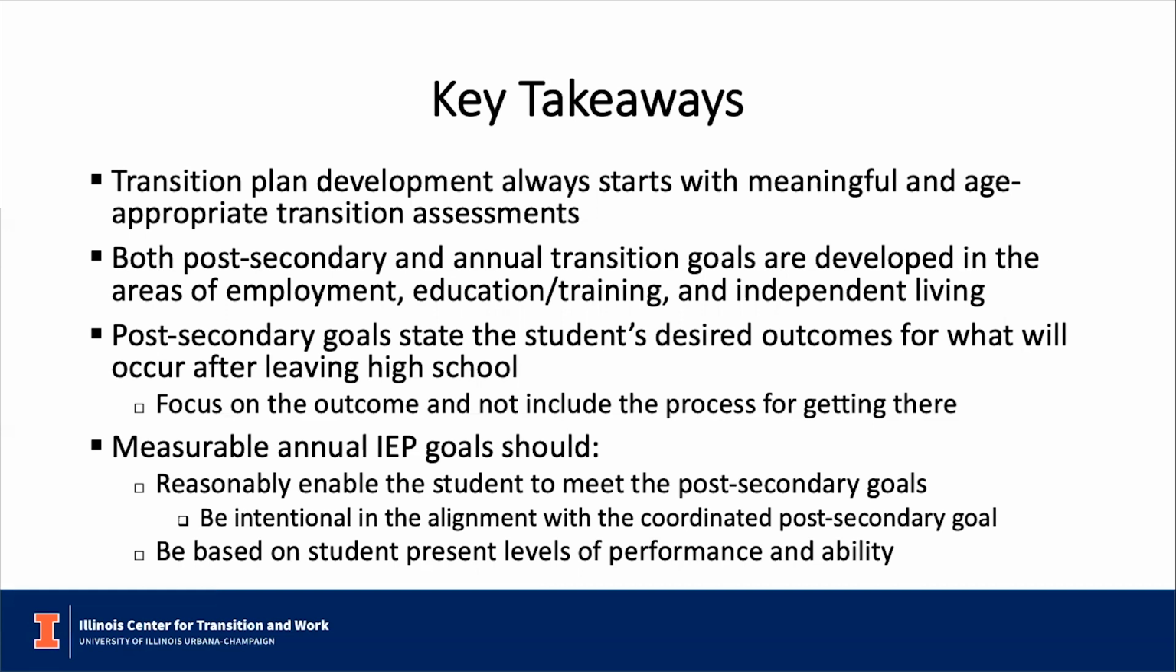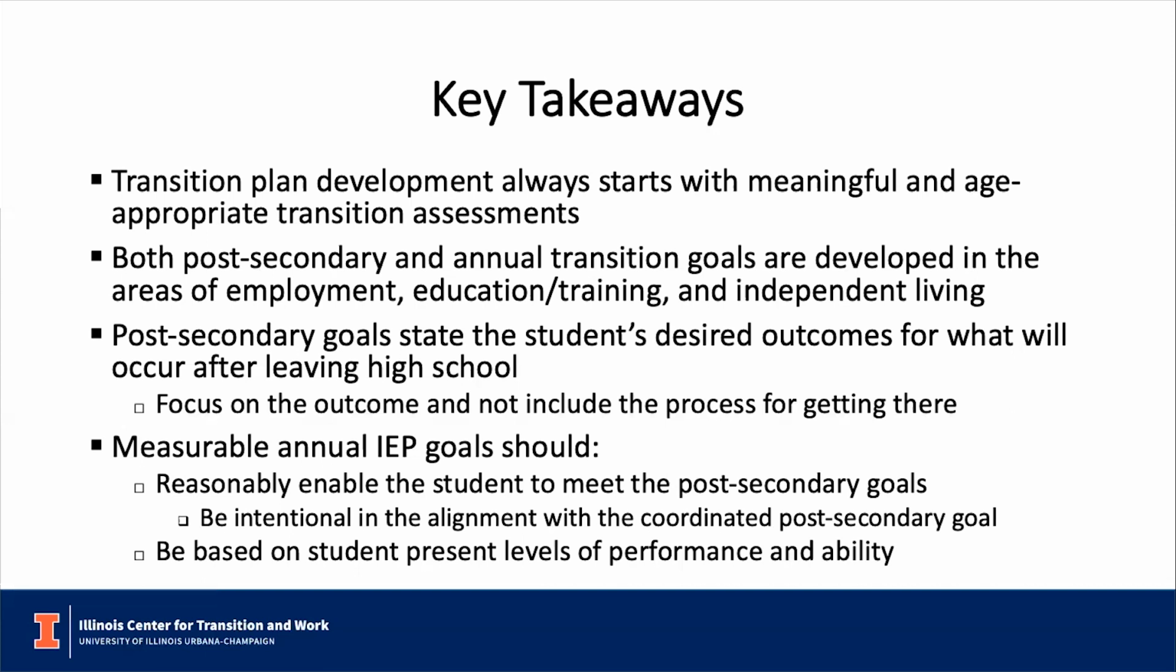We want to make sure that both post-secondary and annual transition goals are developed in the areas of employment, education/training, and independent living. All 3 areas, maybe 4 if it's both education and training, but at least all 3 areas for all students, regardless of disability. Post-secondary goals state the student's desired outcomes for what will occur after leaving high school. Again, we're focusing on the actual outcome, that future plan, and it does not include the process of getting there. That's what other parts of the transition plan and IEP are for. So don't do too much in this section.